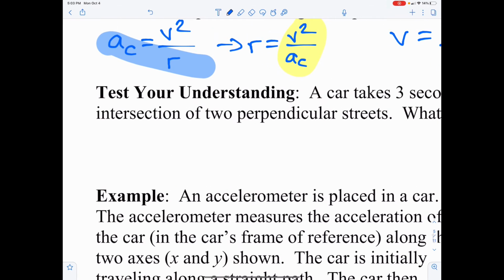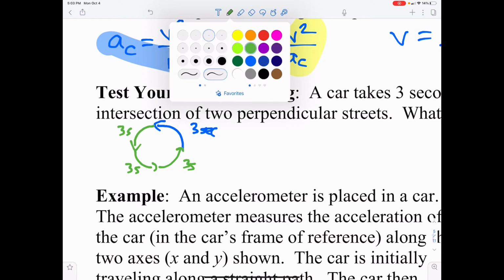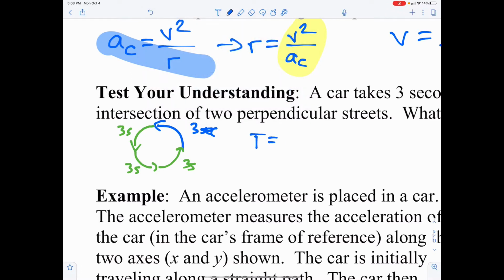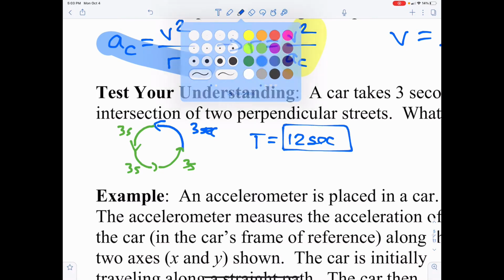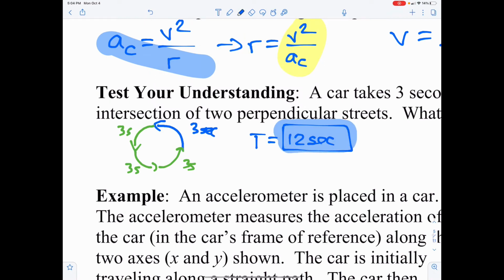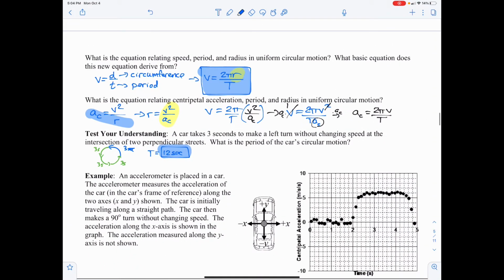To make a left turn, and it takes 3 seconds to make a left turn, you are only going a quarter of a circle. That means another 3 seconds, another 3 seconds, and another 3 seconds means that the actual period is going to be 12 seconds if it were to navigate a full circle. And the period talks about the time it takes to complete one full cycle.